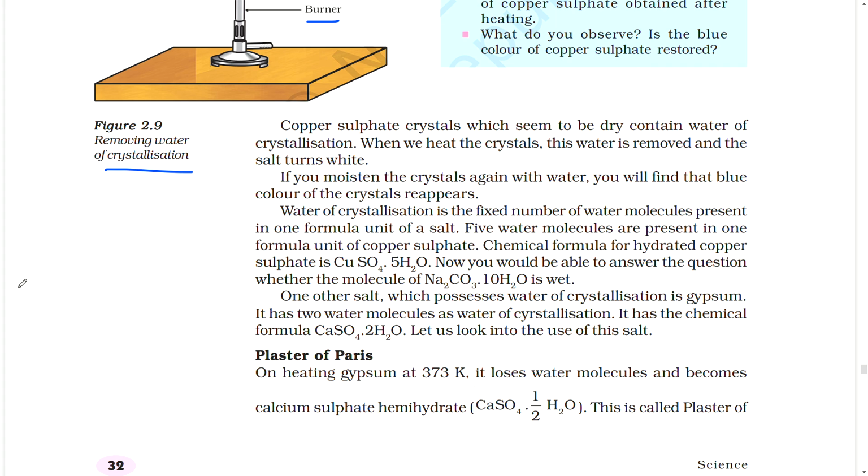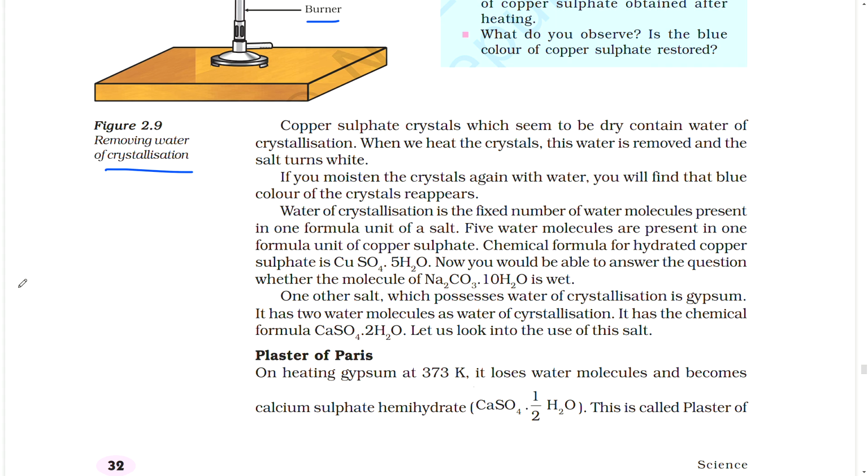Copper sulfate crystals, which seem to be dry, contain water of crystallization. When we heat the crystal, this water is removed and the salt turns white. If you moisten the crystals again with water, you will find that the blue color of the crystals reappears.